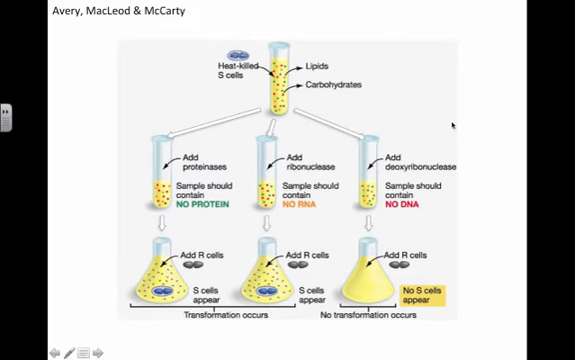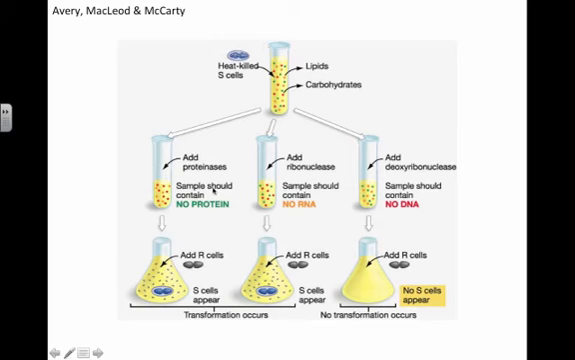Okay, so to follow up from this, then, the question is, so what is actually the thing that's doing the killing? So Avery, MacLeod, McCarty followed up on Griffith's work. They took heat-killed S cells. Remember, these are smooth bacteria. These are the ones that kill mice. And they boiled them. And then they did a procedure where they removed the lipids, they removed the carbohydrates, because it was already pretty well known that neither lipids nor carbohydrates contain the genetic material.